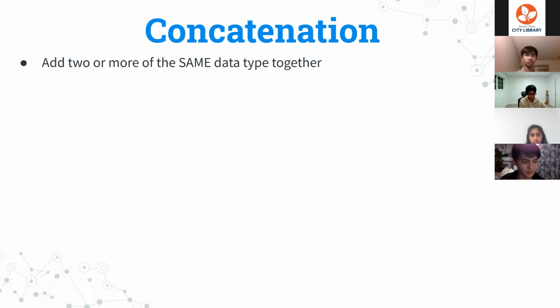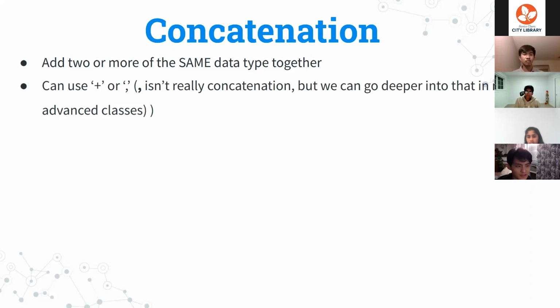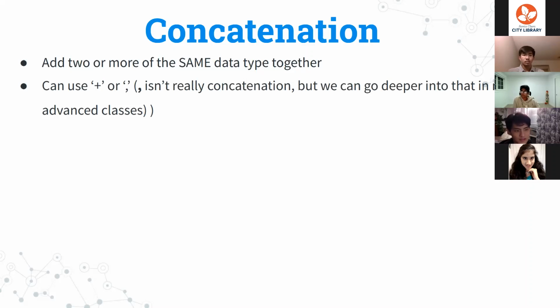Okay, so let's move on to string concatenation. Well, actually concatenation of any data type for that matter. So through a method called concatenation, you can add two or more of the same data type together. This is useful for things like joining multiple strings together, but you can also use it on other data types. You can use both plus signs and commas for this. And with a plus sign, you're going to add them together, but there's not going to be a space between them. With a comma, you can join two pieces of data together and have a space between them.